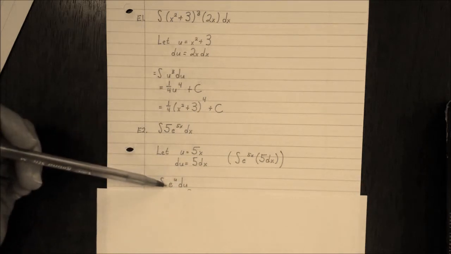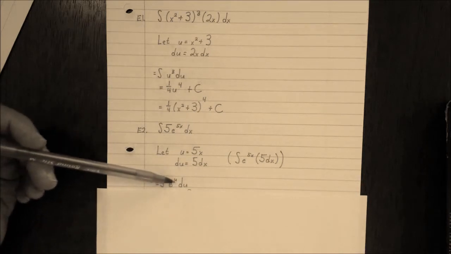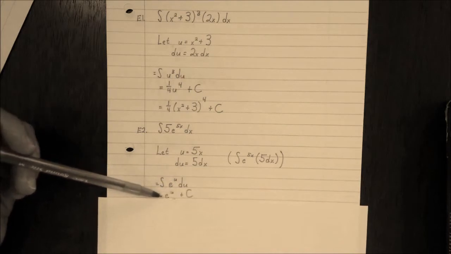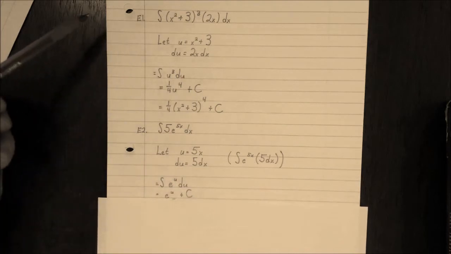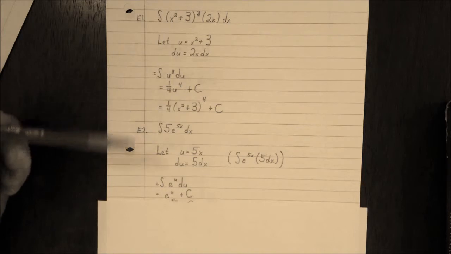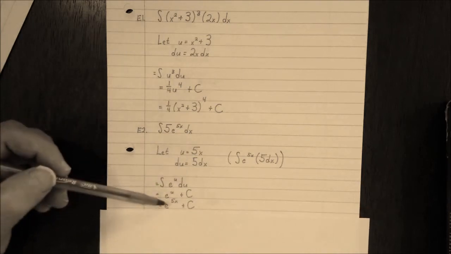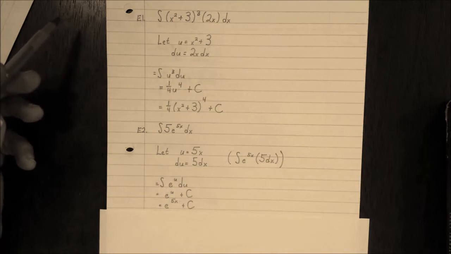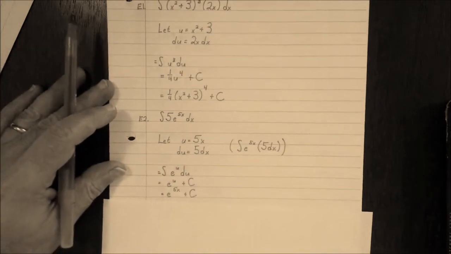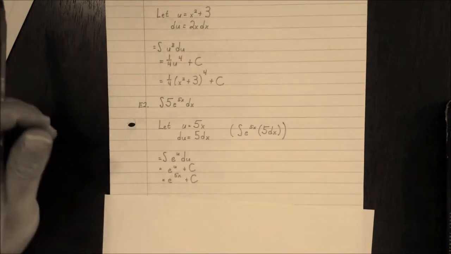And we know that the antiderivative of e to the u power is just e to the u power plus a constant of integration. And we make the final step by going back and putting the 5x in for u. So we get an answer of e to the 5x plus c.